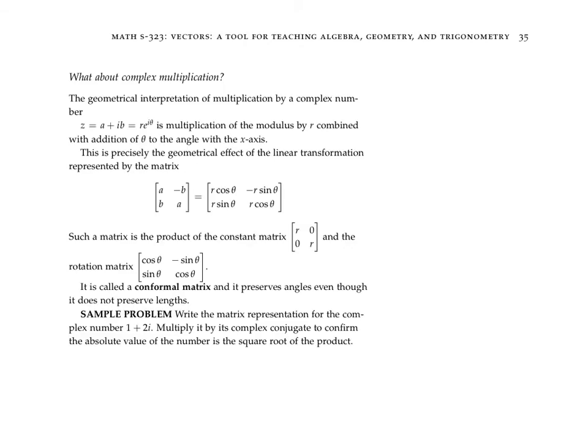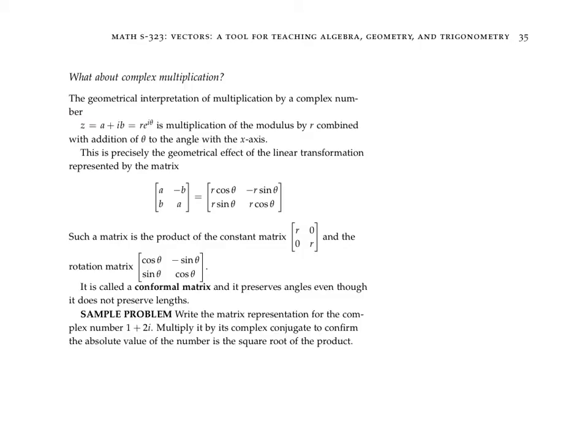While it's very nice that vector addition is a great way to represent complex numbers and add complex numbers together using vector representations, what about multiplication? You can't really multiply vectors together. That's not a thing. So what's interesting is that you can actually also represent complex numbers using matrices, which can be multiplied together. So the geometrical interpretation of multiplication by a complex number is, well, we have z equals a plus ib equals r times e to the i theta, and you might be wondering, what the heck is that?